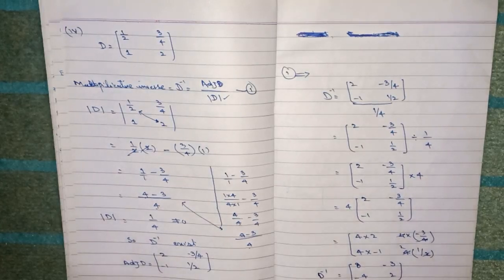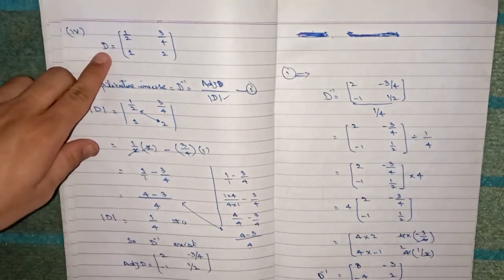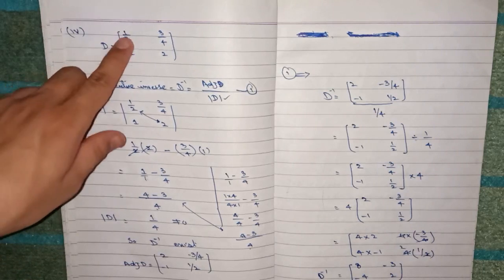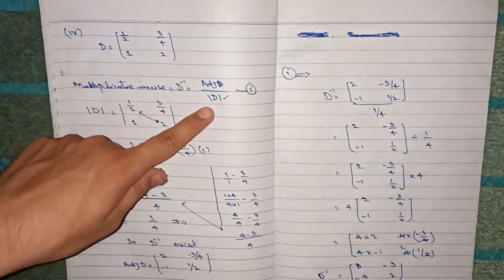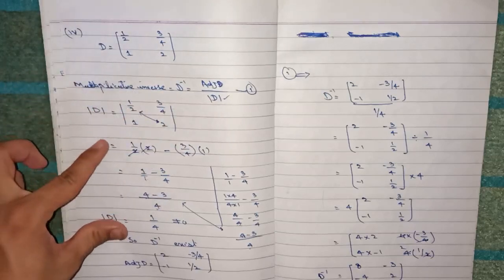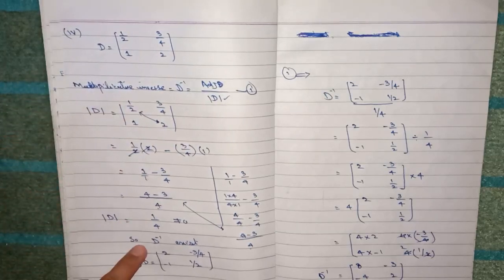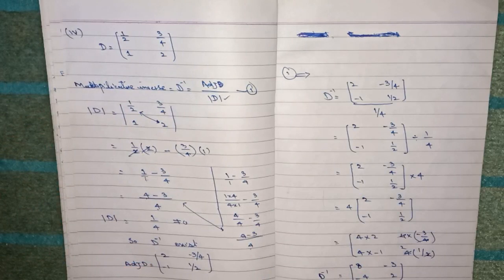Students, I am going to explain it again. For the multiplicative inverse of a matrix D, we have to find the adjoint of D over the determinant of D. You find the determinant, it is non-zero. Find the adjoint, divide both of them and get the answer.